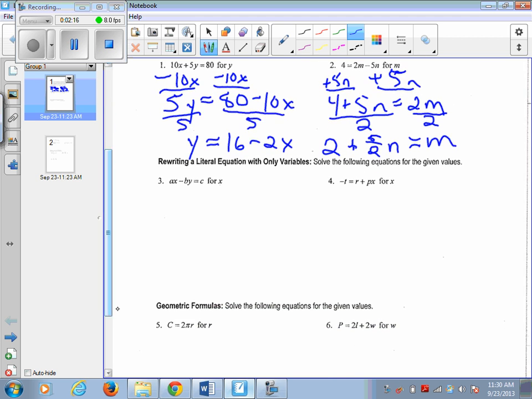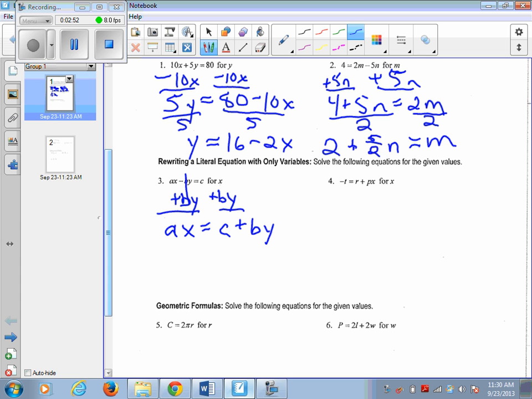So with 3 and 4, we get a little bit trickier. These equations only have variables. There's no numbers. But we're still doing the same process. So if we have ax minus by equals c, we are solving for x. So we need to add by to both sides so that it cancels out on the left side, and we just have ax equals c plus by.